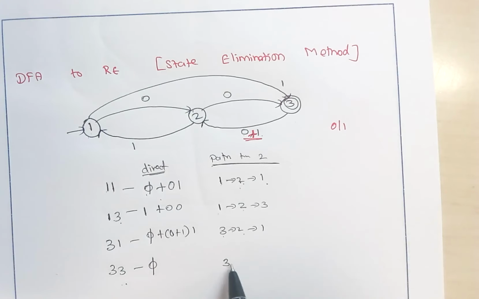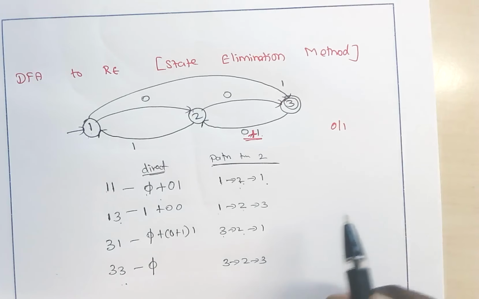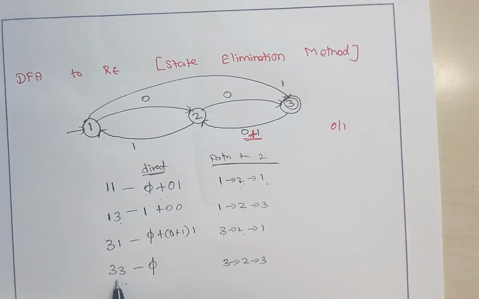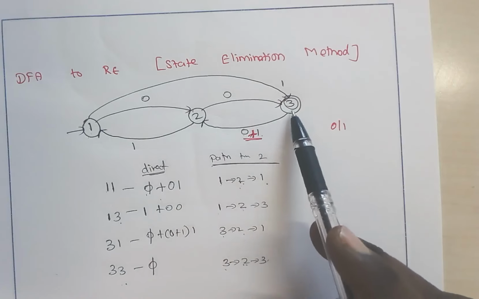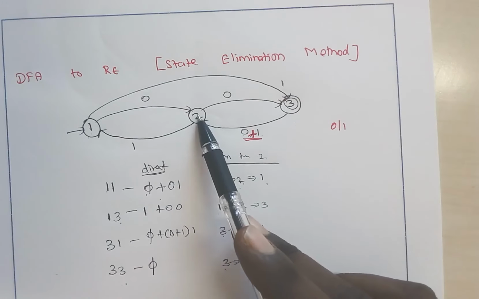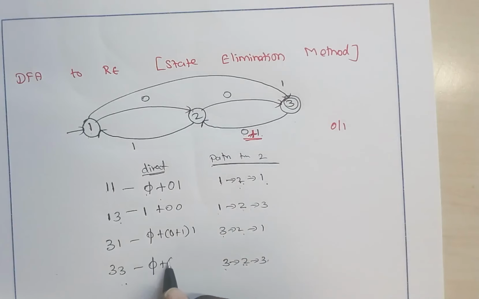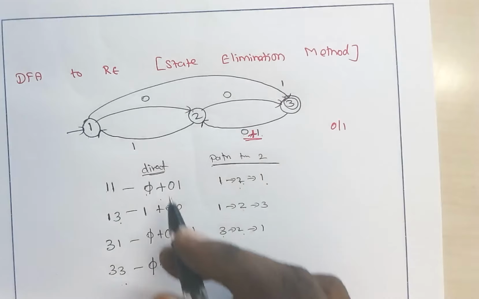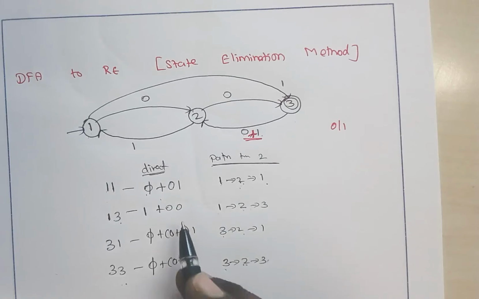Okay, and the last one is 3 to 2 to 3. It is a self condition. We are going to find the path from 3 to itself with 2 as an intermediate node. The reason why we are finding 2 as an intermediate node is we are going to eliminate this 2. So we are going to find all possible paths that come through this 2. From 3 to 2 we have a path with 0 plus 1, and again from 2 to 3 it is 0, so we can write it as 0 plus 1 concatenated with 0. Okay, so these are all the remaining paths that we got over here.